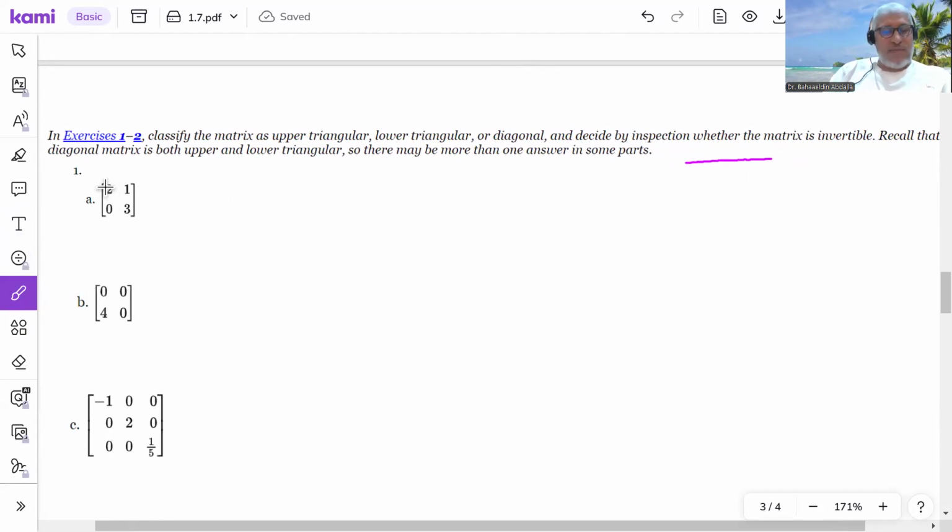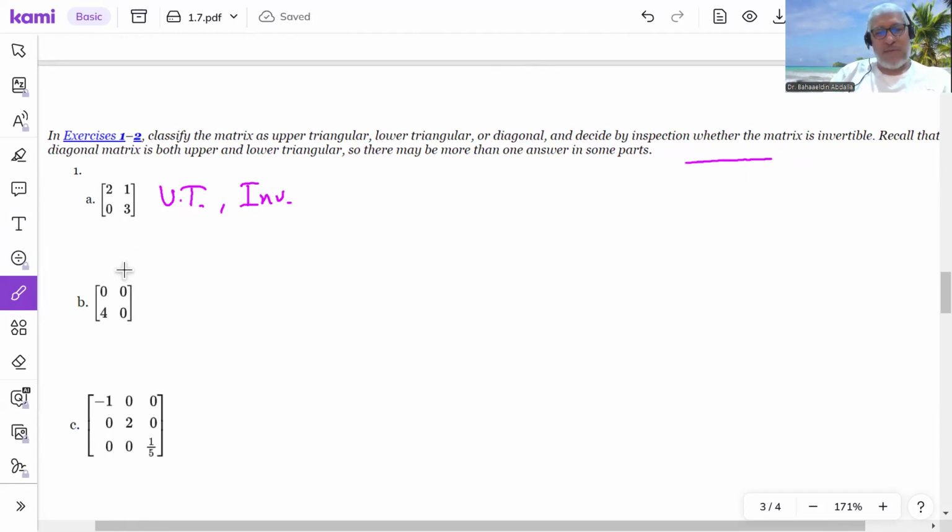This matrix, forget about the main diagonal. I have 1 here and 0 here. So it's upper triangular because I have 0 below the main diagonal. Is it invertible? It is invertible because the entries on the main diagonal are not zeros.